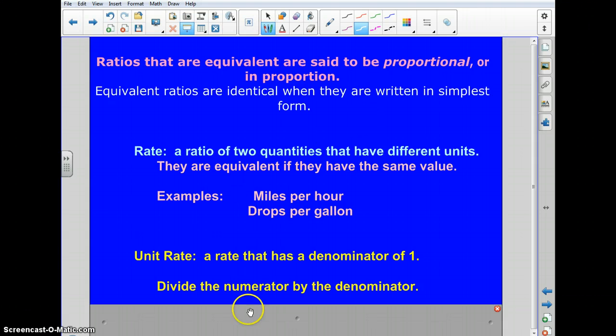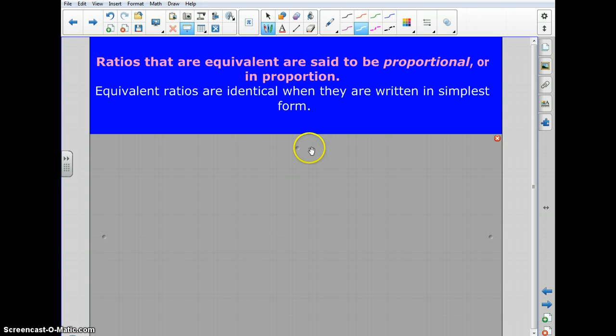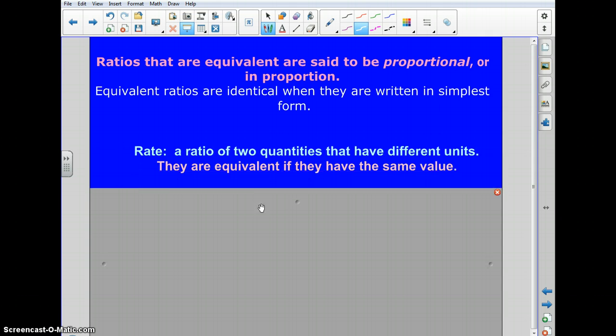All right, on this next page, lots of information. We're going to do a lot of definitions and a lot of word stuff first, and then we'll get into the actual examples here in a little bit. So ratios that are equivalent are said to be proportional or in proportion. Equivalent ratios are identical when they are written in simplest form. So when you write them in simplest form, you reduce them down to their lowest terms, they will be identical.